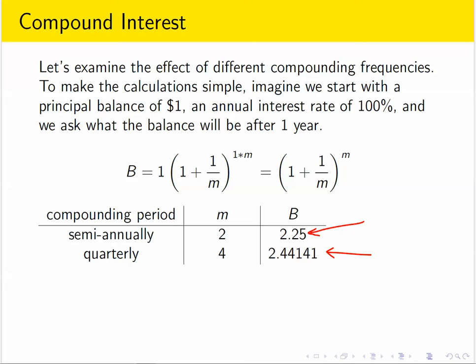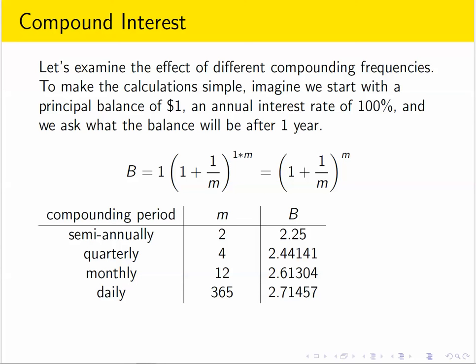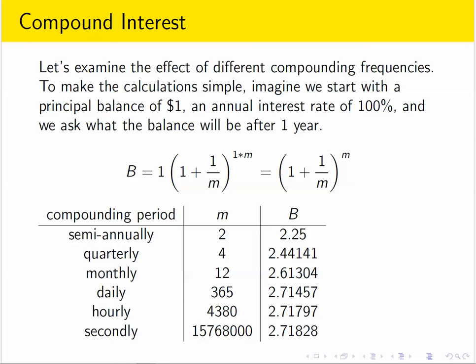And this pattern continues. If we compound monthly, 12 times per year, the balance at the end of a year will be even larger. If we compound daily, the balance will be even larger. And now it's tempting to ask, well, could I make the balance really, really big? Like, could I make the balance $1 million if I just compound really, really fast? So if you continue to look at this pattern, maybe you compound every hour or every second, and yeah, the numbers are getting bigger, but not much bigger. In fact, they're closing in on a number that looks kind of familiar.